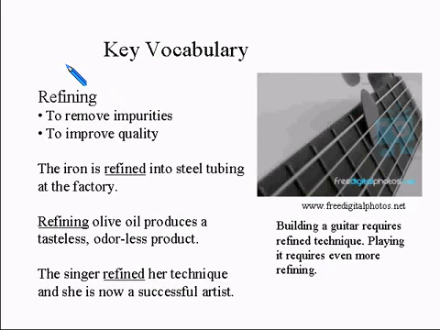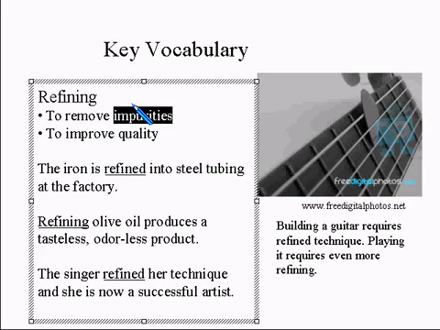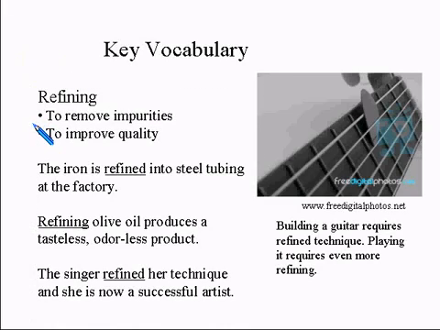Next example is refining. Refining means to remove impurities or to improve quality. The impurities are just junk that you don't want in the product, or refining means to improve the quality. So for example, the iron is refined into steel tubing at the factory. That would be removing impurities and improving the quality. You're taking just iron, which is somewhat useless, and turning it into a very useful steel product.